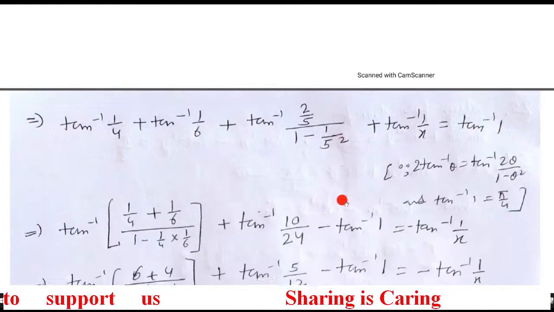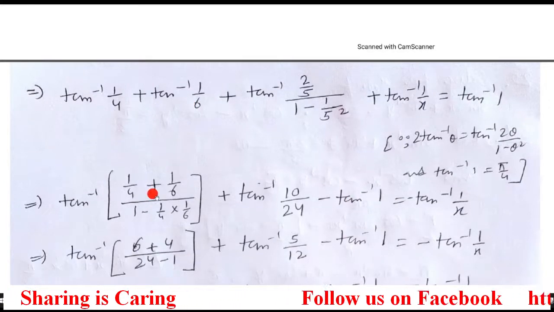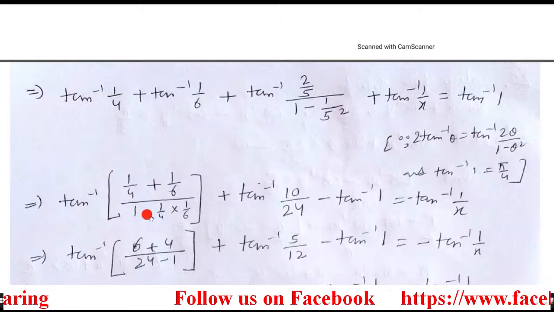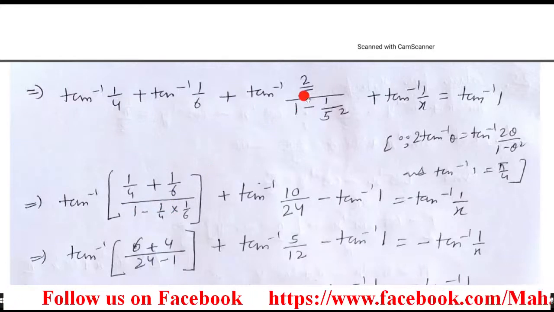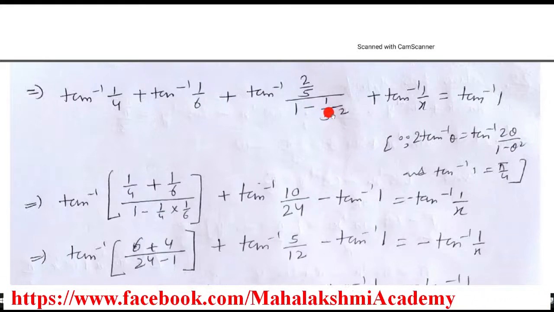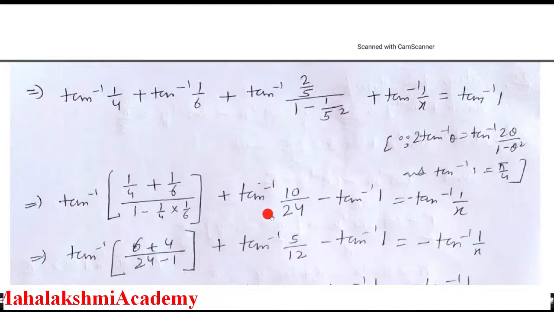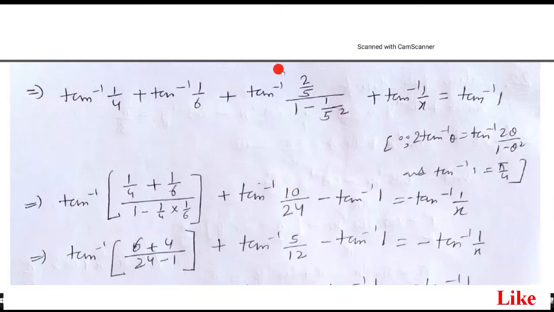Now in the next step, I used the formula of tan inverse x plus tan inverse y here, that is x plus y upon 1 minus xy, and here I took the LCM. First I did the square, that is 1 upon 25, and then I took the LCM and subtracted, and I got 10 upon 24, which means I simplified it. After simplification I obtained 10 upon 24.